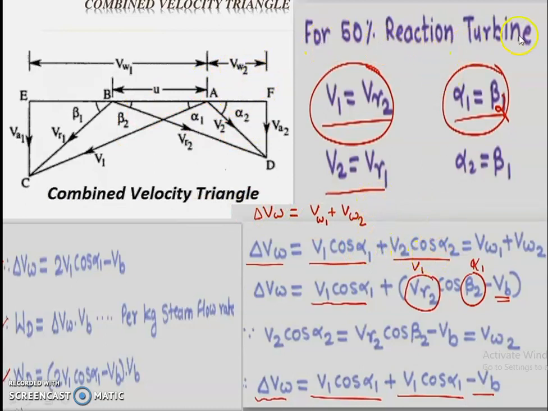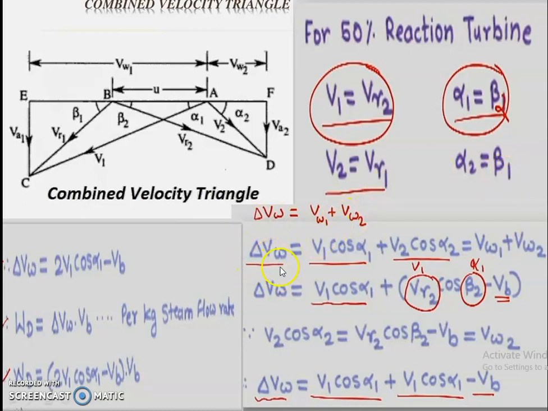For the 50% reaction turbine, the absolute velocity is equal to the outlet relative velocity VR2. The absolute velocity of the outlet triangle is equal to the relative velocity of the inlet triangle VR1. The inlet angle alpha 1 is equal to the blade outlet angle, and the outlet angle alpha 2 is equal to the inlet blade angle beta 1.